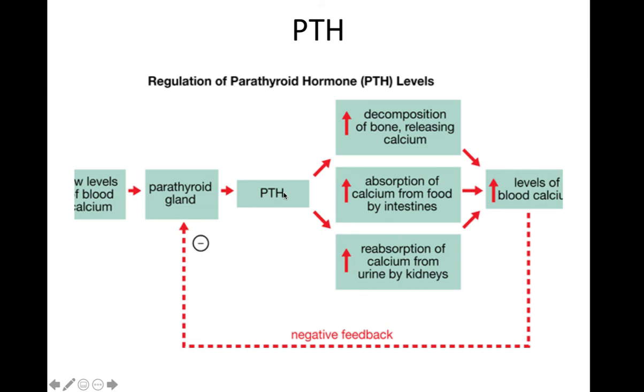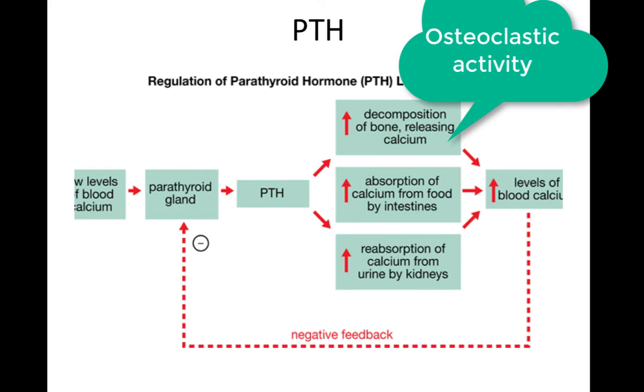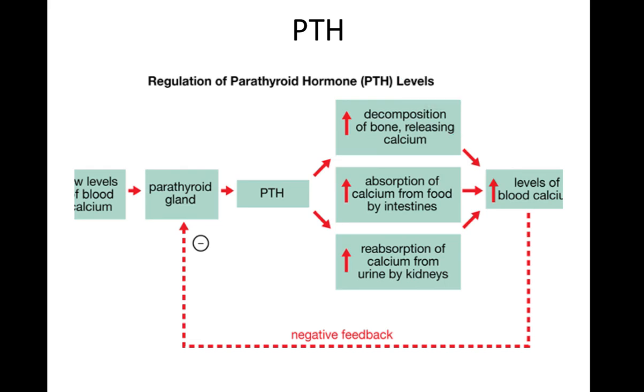So parathyroid hormone increases free calcium from bone. Bone contains calcium. If we need calcium in the blood, there is destruction of the bone, decomposition of the bone. The osteoclastic cells are activated. And when there is osteoclastic activation, bone resorption occurs, the calcium inside the bone is released into the blood.